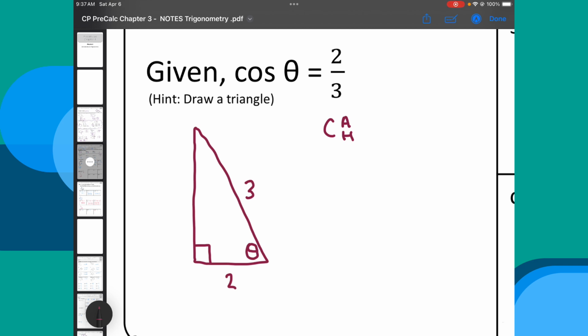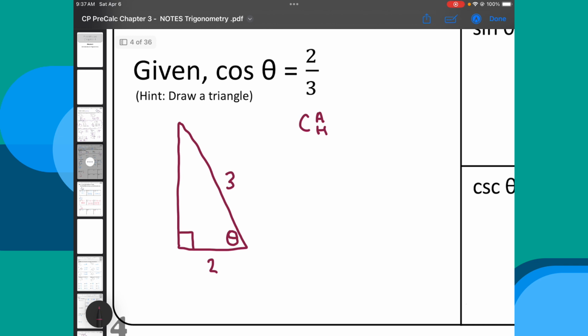So this would be a good time for you to pause, see if you can do this example, and then check your answers.